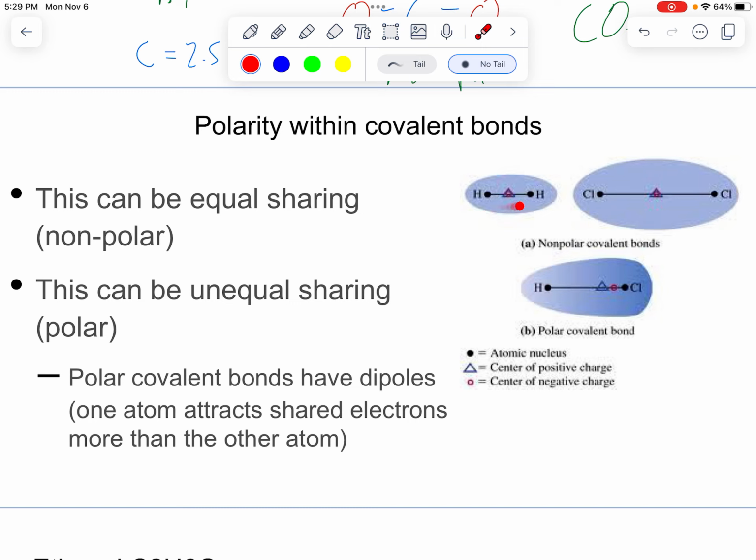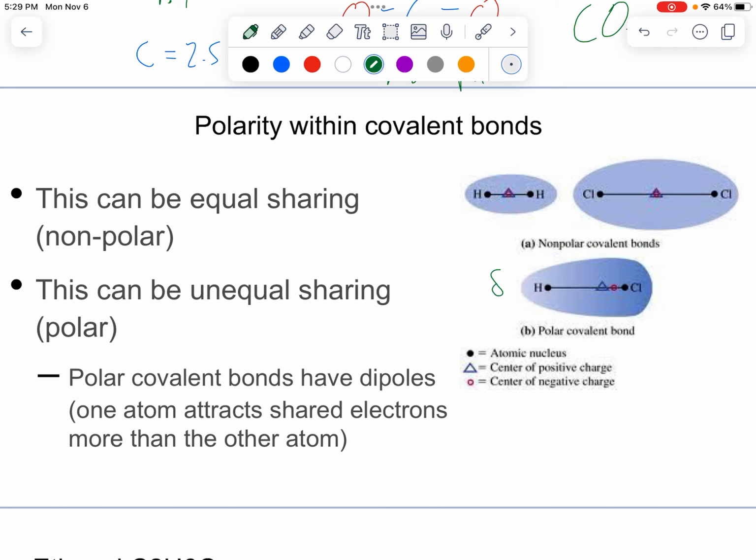So we can see that if you have HH, the electron cloud is shared evenly. ClCl, the electron cloud is shared evenly. But remember, chlorine is one of those electronegative atoms. So when you bond H and Cl together, you get a lot of electrons shifted this way and a little bit less there. So how would we draw the positives and negatives?